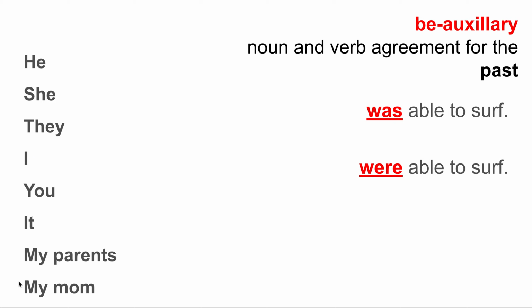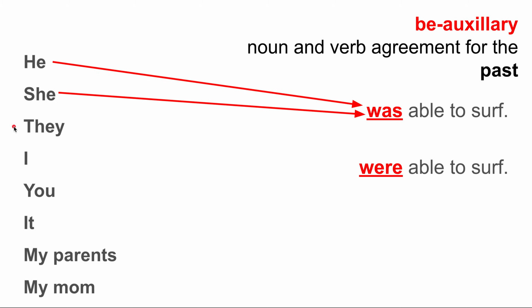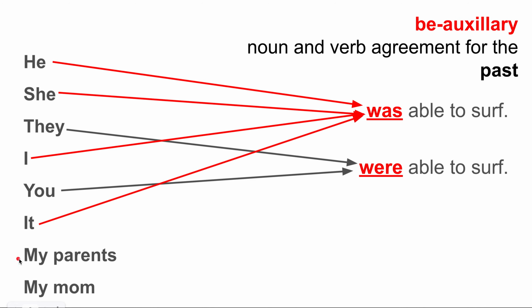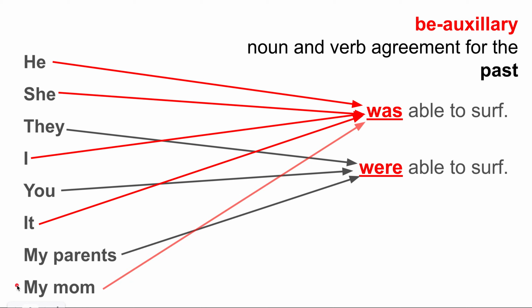Let's look at the noun and verb agreement for the be auxiliary in the past. I'm just going to list these off very quickly. You can skip ahead if you wish. He was able to surf. She was able to surf. They were able to surf. I was able to surf. You were able to surf. It was able to surf. My parents were able to surf. My mom was able to surf.